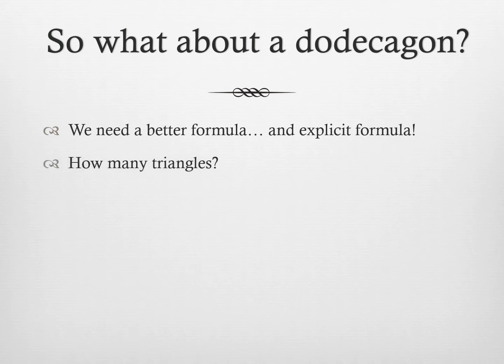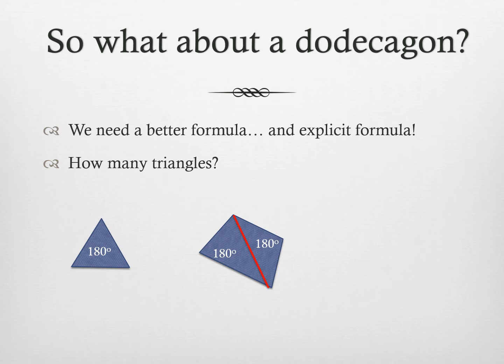So, how many triangles does this dodecagon have? That's the key to this question, because if we're looking at this in terms of how many triangles they have, an explicit formula starts to emerge. Okay, so here we have one triangle. Okay, here we have two triangles, and here we have three triangles.